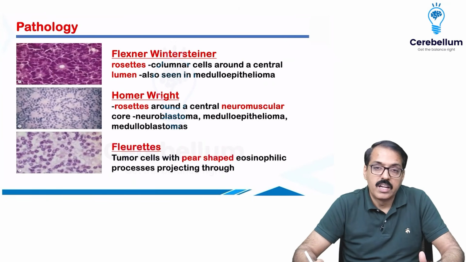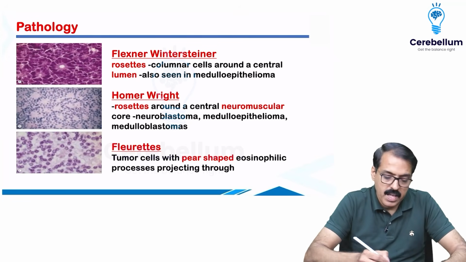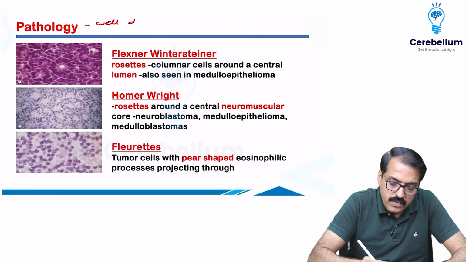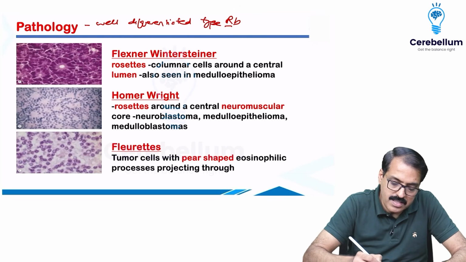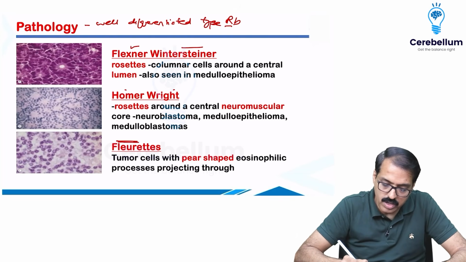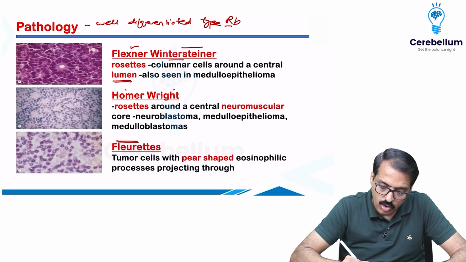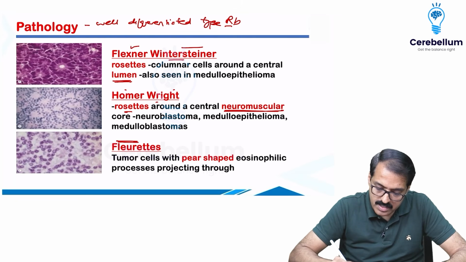Okay. Now, when we do a histopathological section on pathology, in a well differentiated type of retinoblastoma, we will see Flexner-Wintersteiner rosettes, Homer Wright rosettes, and fleurettes. Flexner-Wintersteiner rosettes are with a central lumen. Homer Wright rosettes are with a central neuromuscular core. Fleurettes are pear-shaped cells.